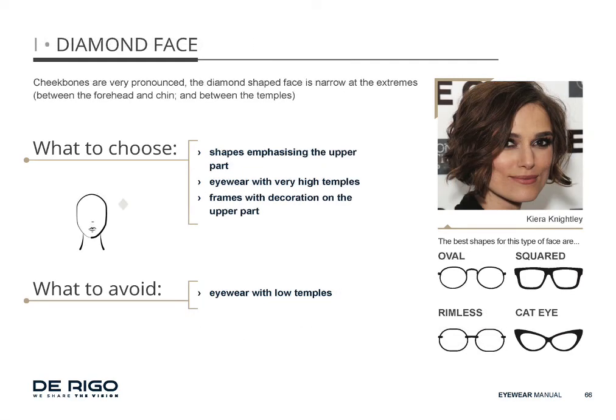The diamond-shaped face is narrow at the extremes, which is between the forehead and chin, as well as between the temples, and the cheekbones are very pronounced. People with this shape should choose shapes emphasizing the upper part, eyewear with very high temples, and or frames with decoration on the upper part. They should also avoid eyewear with low temples. The best shapes for this type of face are oval, square, rimless, and cat eye.